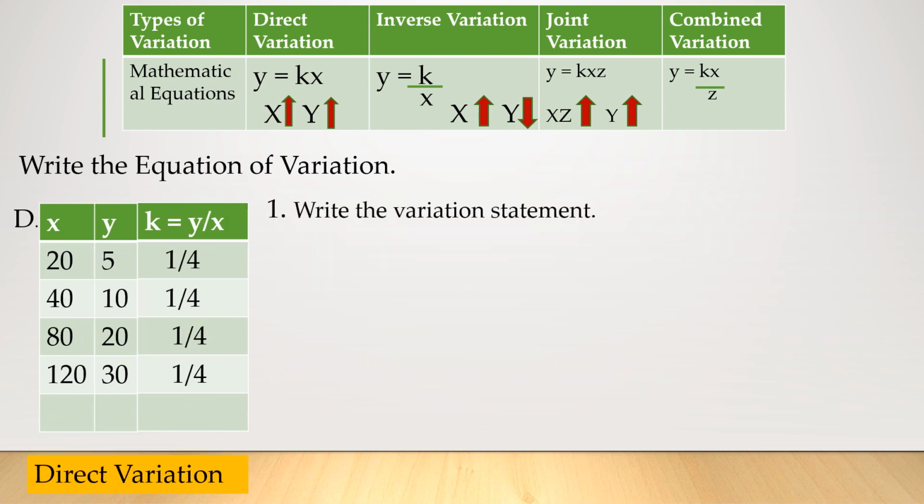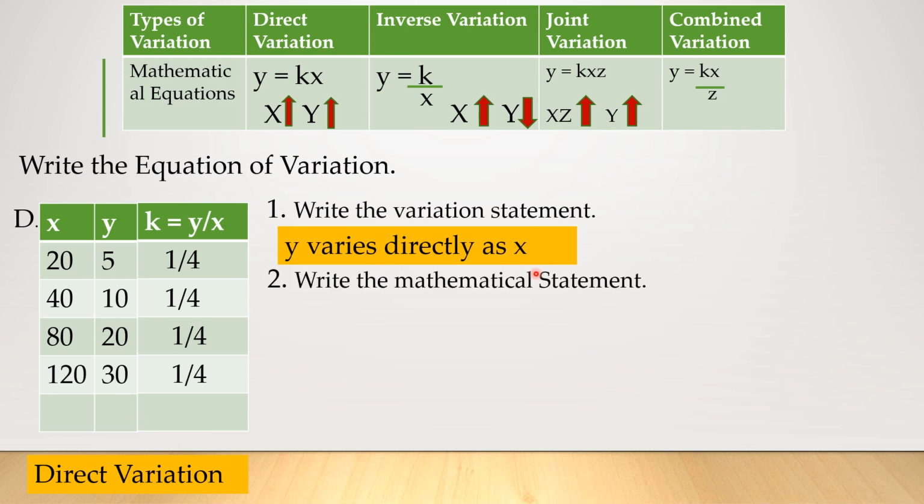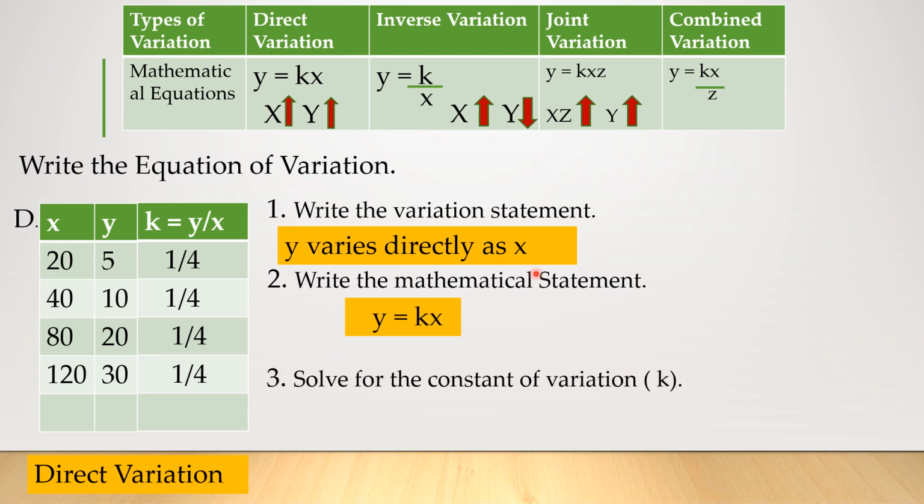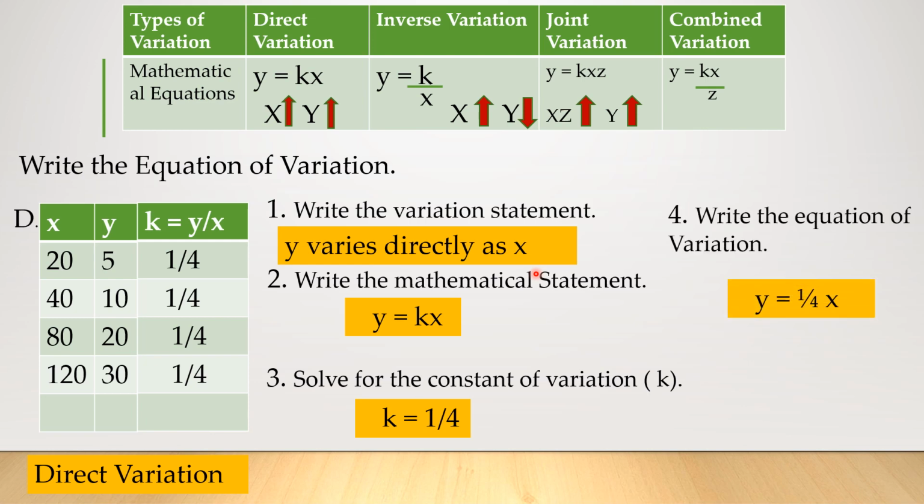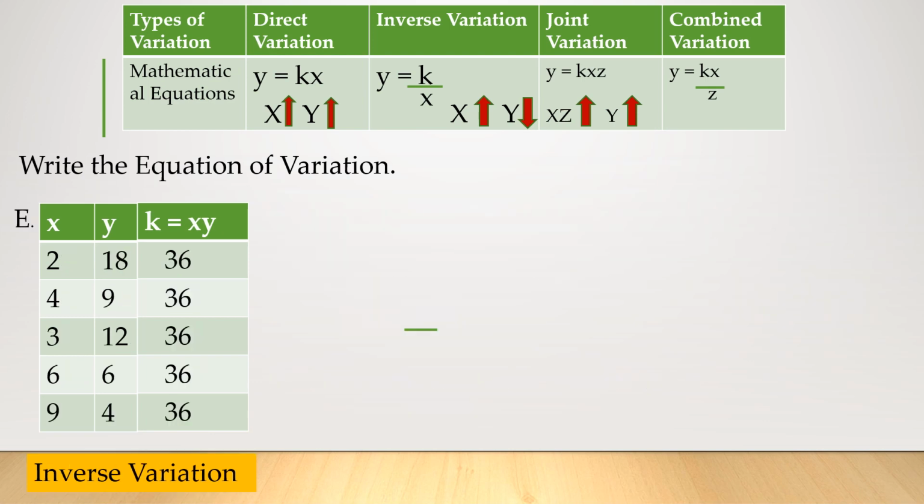Next, letter D is direct variation. Letter C is not a variation. So write the variation statement, y varies directly as x. Write the mathematical equation, so that is y is equal to kx. Solve for the constant of variation. We already have the value of k, which is 1/4. So we can write the equation of variation: y is equal to 1/4 x, or you can have x over 4.